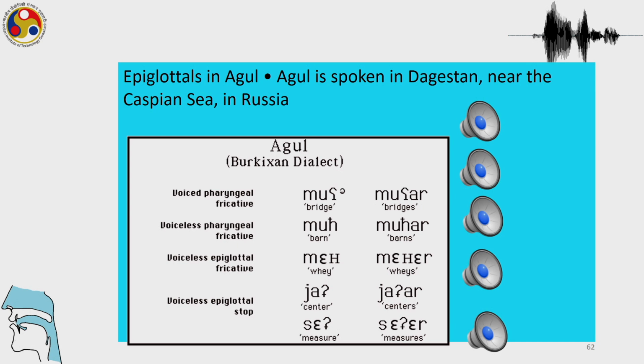These examples are of epiglottals in Agul. Agul is spoken in Dagestan near the Caspian Sea in Russia. The first one was a voiced pharyngeal fricative. The second is a voiceless pharyngeal fricative. And then a voiceless epiglottal fricative and a voiceless epiglottal stop.